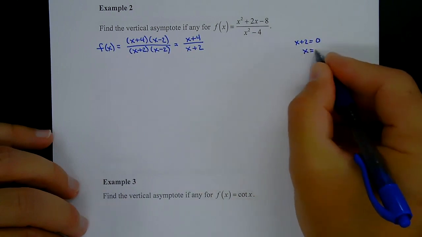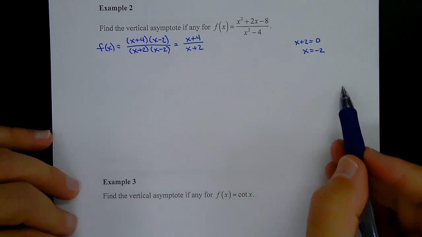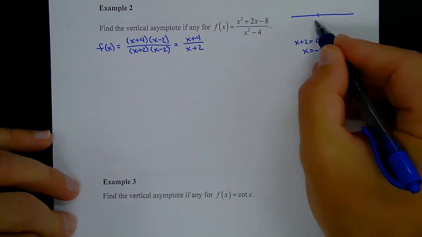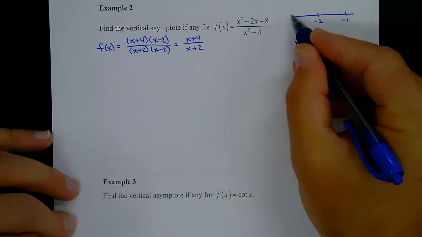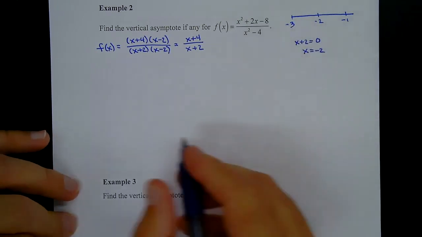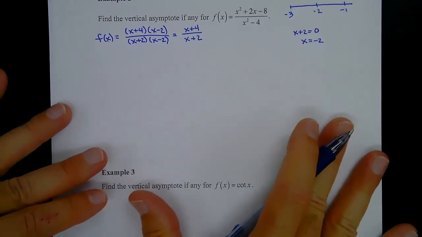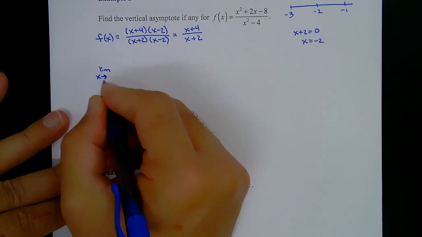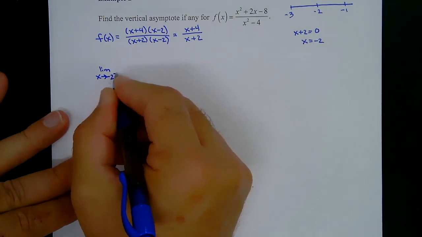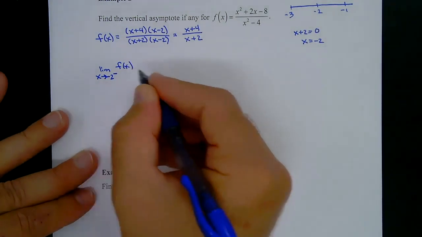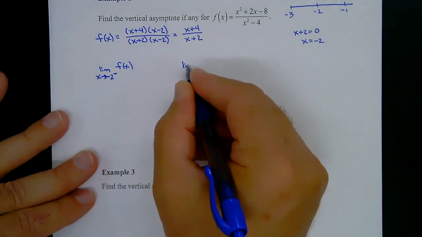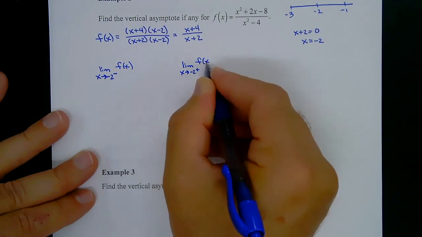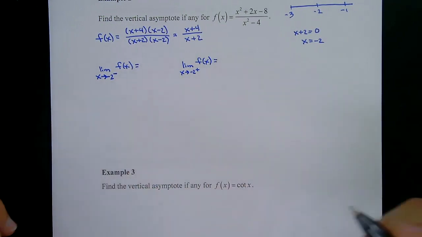So that would mean x is equal to -2. That's what we have to investigate, okay? So drawing a number line to help us picture this, right here would be -2, to the right would be -1, and to the left would be -3, okay? So to investigate this, we need to take the limit as x approaches -2 from the left of f of x. And we also want the limit as x approaches -2 from the right of f of x. And we want to take a look and see what do these equal, okay?